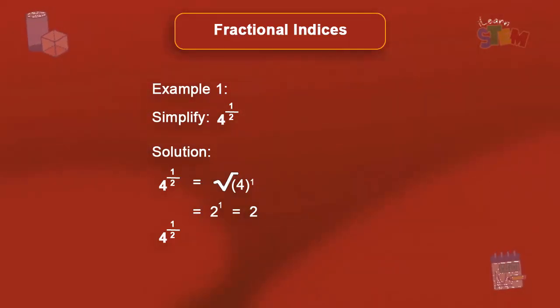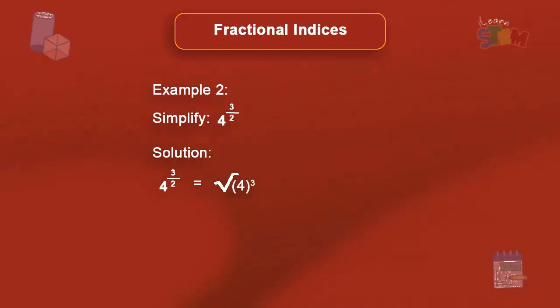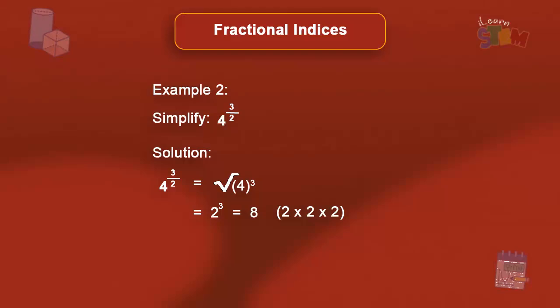Let us solve another one. Simplify the following numbers. Solution. 4 raised to power 3 over 2 equals the square root of 4 raised to power 3. Square root of 4 equals 2. And when raised to power 3, gives us 8. That is, 2 times 2 times 2. Therefore, 4 raised to power 3 over 2 equals 8.